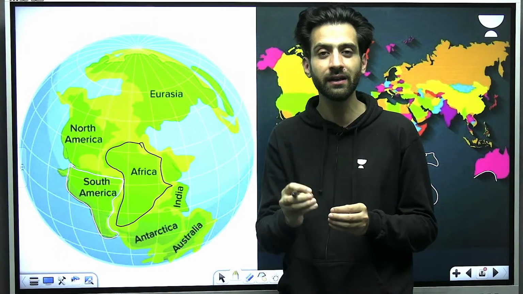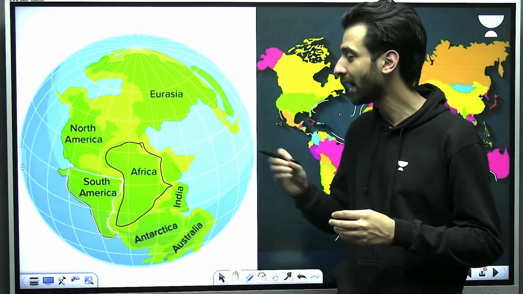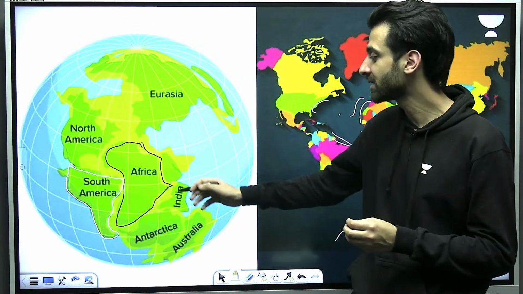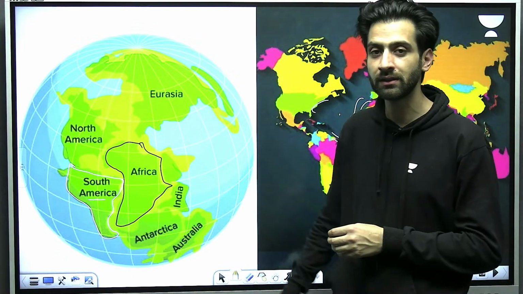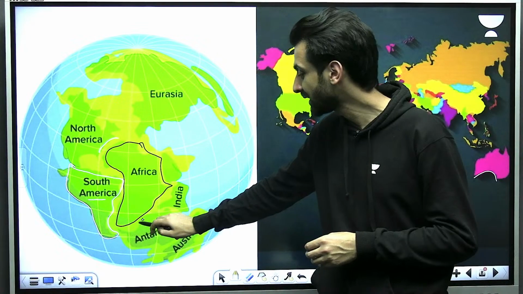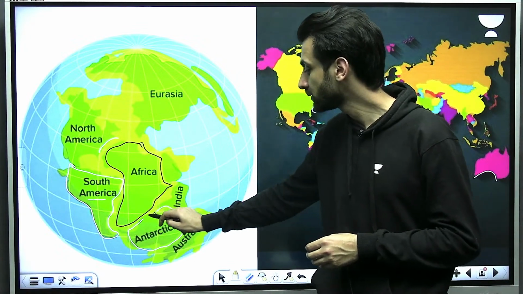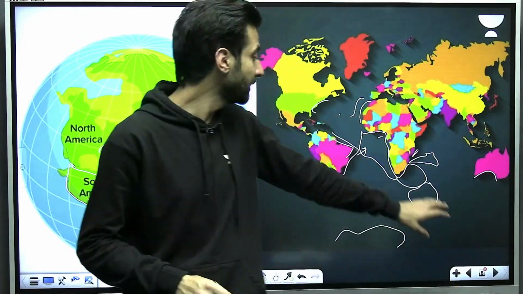It's all about imagination. The continental drift theory is something that has been taking place over millions of years, so you have to be good with the imagination to understand this. See, the South American continent is perfectly fitting in Africa, and then you have North America perfectly fitting here. This is Antarctica going on this side. This is Australia, India. Exactly the way I was telling you here, everything is fitting perfectly.